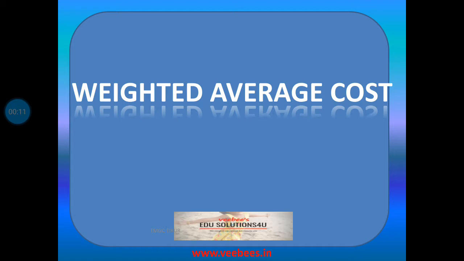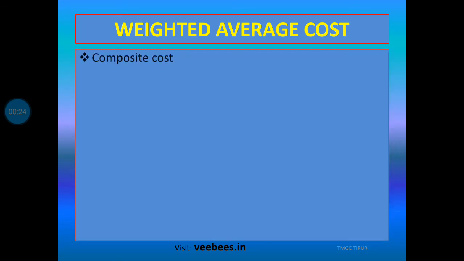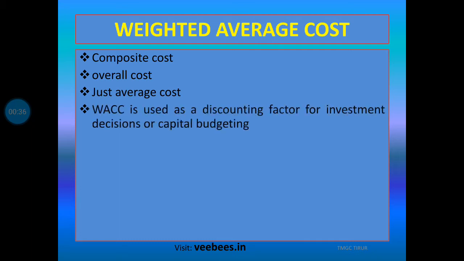Weighted average cost is also called the composite cost of capital, or just average cost of capital. Weighted average cost of capital is calculated by considering the cost of all the sources. It is also called composite cost, overall cost, and another name is just average cost.